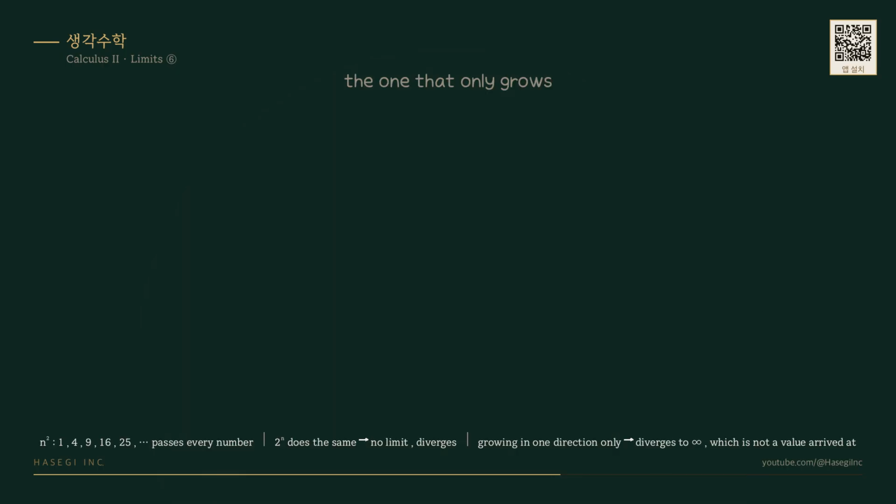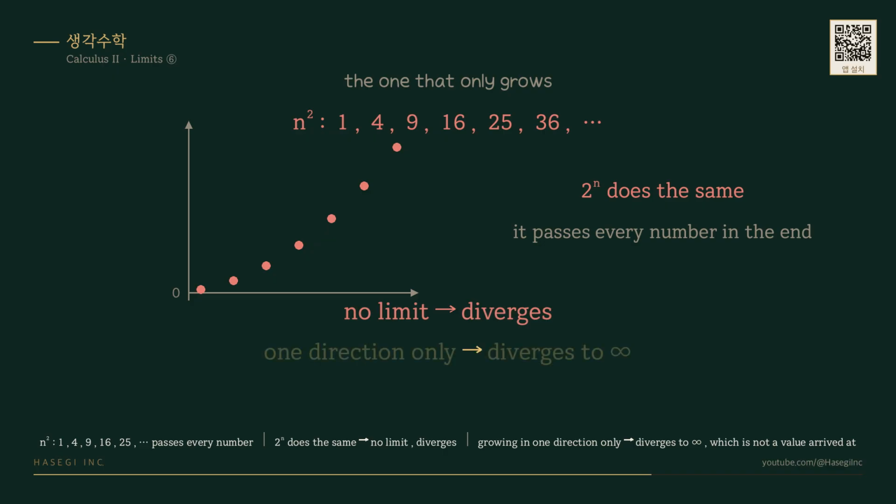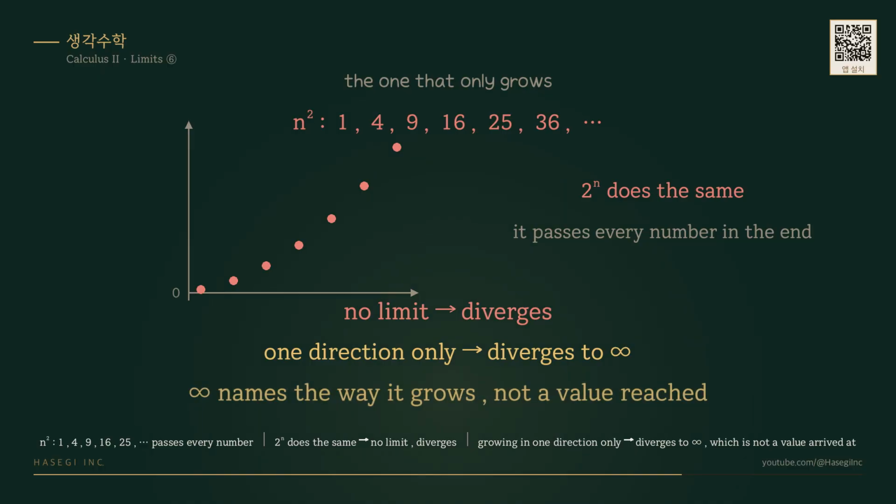What about the growing one? N squared runs 1, 4, 9, 16, 25, and passes every number in the end. 2 to the n does the same. Lists like these have no limit, so they diverge. They do not wander, though. They grow in one direction only, and we say they diverge to infinity. Infinity is not a value arrived at. It names the way the list grows.